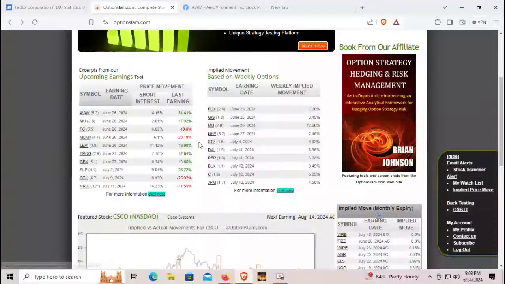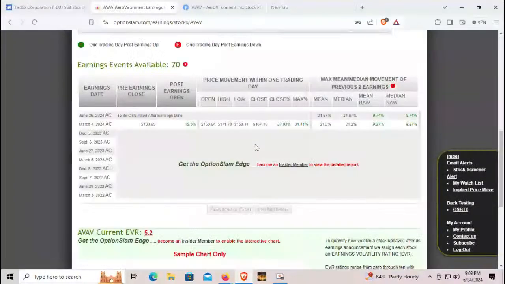So let's see. Let's click again. So it was 130. So open 150, high 170, low 50, close 67. Went up 31% max, 27% close. So yeah, it could go down to these levels, 130, 150, 170.